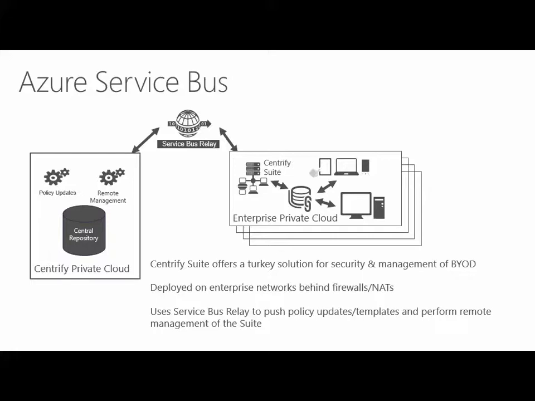That approach does not require any network configuration. The agent on the enterprise private cloud connects to the service bus. And the service bus is also where the Centrify uploads its configurations. So there is no direct connectivity between Centrify and the enterprise. They both go through Windows Azure, which is a third party of trust.